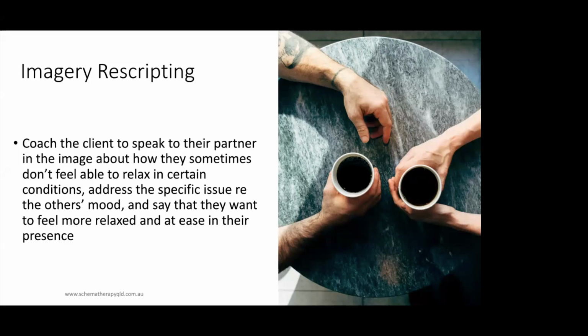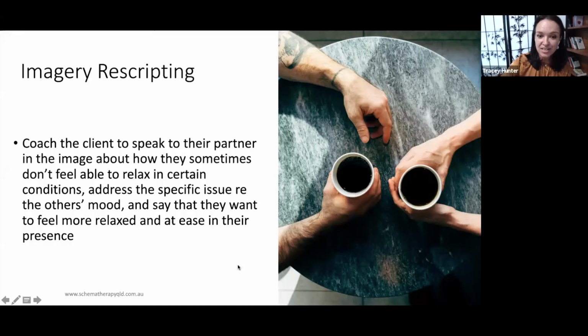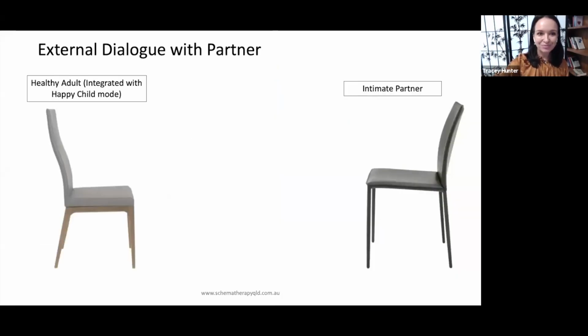Okay, so you can see how you can use imagery rescripting in that situation to get your client to imagine being assertive and setting limits on a negative mood in a partner, which is basically creating the environment that would invite the happy child mode. That could work equally well with a chair dialogue. This would be almost exactly the same dialogue.